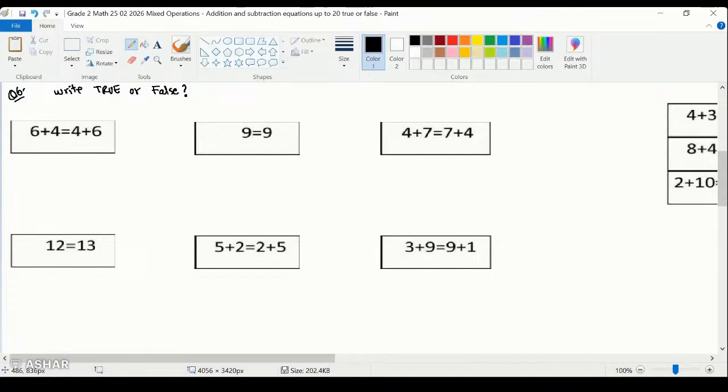We know that in part A, 6 plus 4 was 10, and 4 plus 6 is also 10. That means they are equal. That means it is a true statement. Agreed? Part B, 12 is equal to 13. Are 12 and 13 equal?